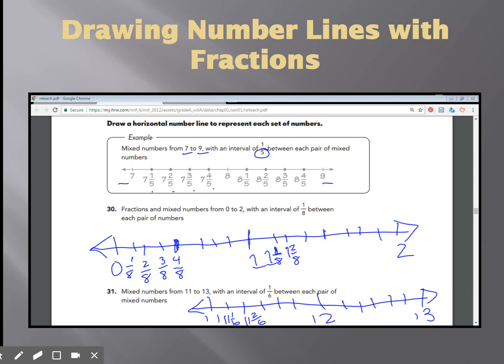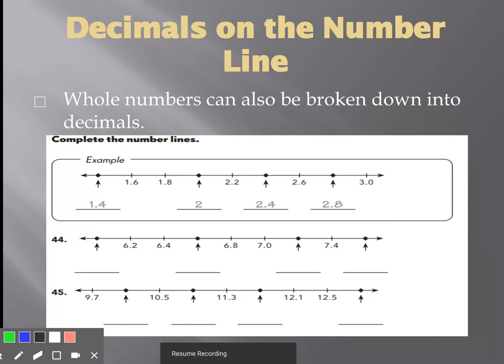And so on. We can also break number lines down in between decimals. It's not much different than writing whole numbers on. It's just important that we identify the interval and count up from there. In this example, we have two numbers next to each other, 1.6 and 1.8. That tells me the interval is 0.2. So that's how they were able to fill in 1.4. 1.8 plus 0.2 is 2, 2.2, 2.4, 2.6, 2.8.